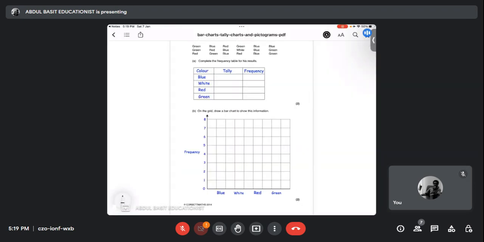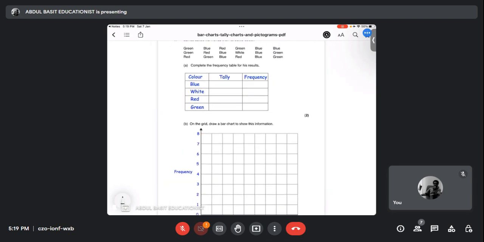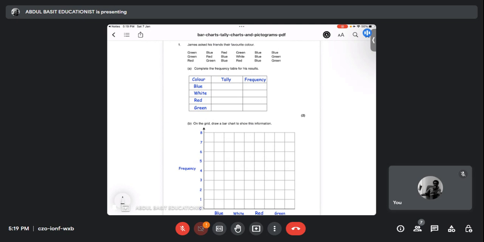Okay, is the screen visible to everyone, my child? Yes or no? Is the screen visible to all of you? Okay, well done. Good job.